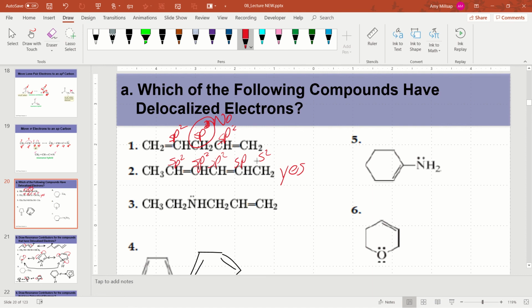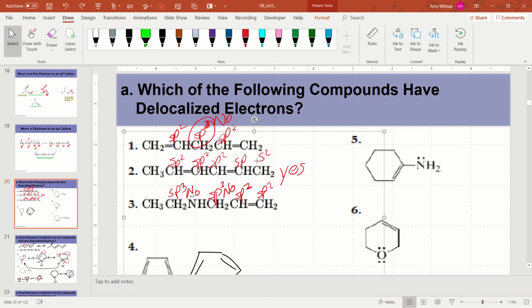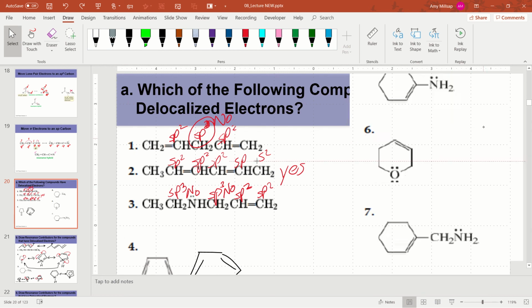All right, so this lone pair, can it move? Let's see. We got sp3 and sp3 on either side of the lone pair, so no for the lone pair. What about the pi electrons? Well, they're already between 2 sp2 carbons, but they can't move to another sp2, so no, because they're next to an sp3. All right, no.